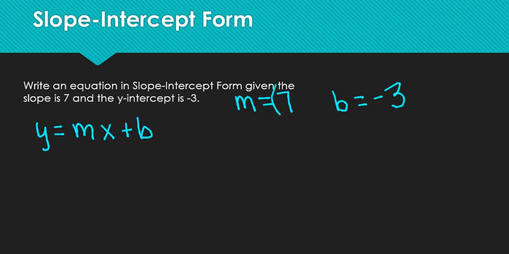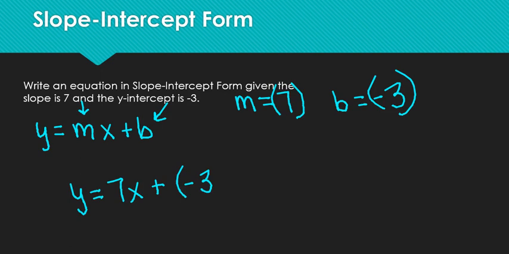So all we have to do is take those two values and plug them in for our slope and our y-intercept, and then we have written our equation. Okay, so y equals, so we're going to replace m with 7. So we'll have 7x, and then b is -3. So you can write it like this, and then you can simplify it, or you could just write it like that. Y equals 7x minus 3.